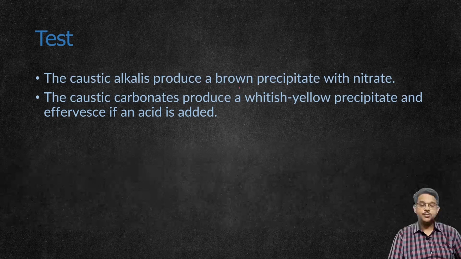Testing of alkalis. The caustic alkalis produce a brown precipitate when combined with silver nitrate. The caustic carbonates produce a whitish yellow precipitate, and effervescence if acid is added.